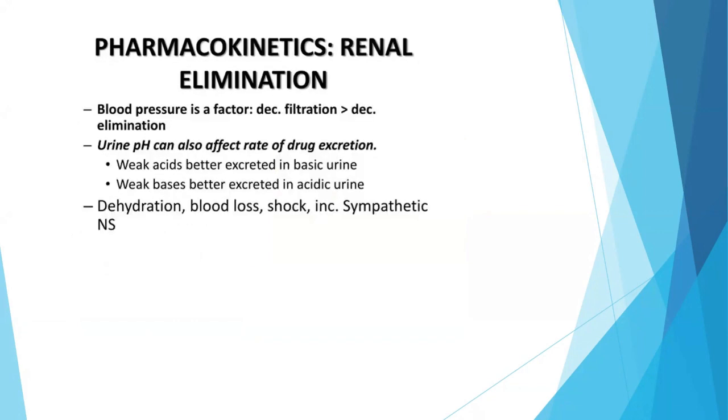Blood pressure is a factor which decreases filtration. If filtration is decreased, then there is decreased elimination. The urine pH can also affect the rate of drug excretion. That is, weak acids are better excreted in basic urine, and weak bases are better excreted in acidic urine. Dehydration, blood loss, salt, and increased sympathetic activity all have an effect on the renal elimination of the drug.